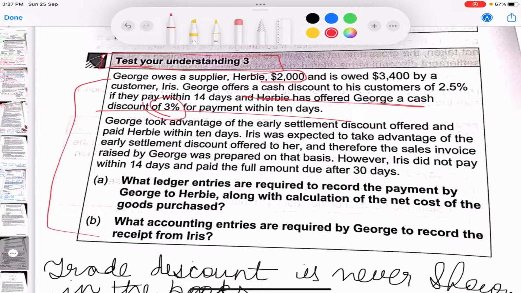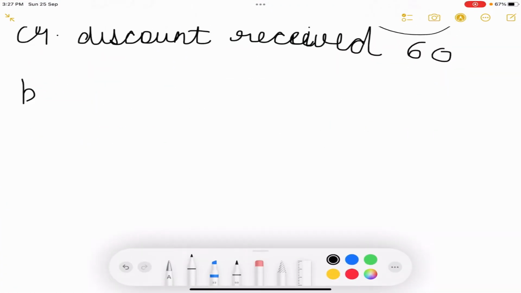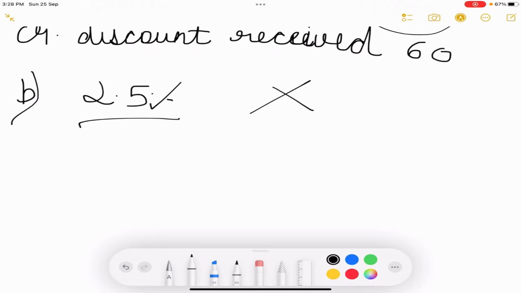Now let's read about Iris. Iris did not pay within 14 days and paid full amount after 30 days. So we actually had assumed that Iris will be taking the benefit of the discount, but Iris did not take the benefit of the discount. So now what will we do? Let's see that. Now what will we do? Iris was expected to settle the amount, but she didn't do it, right? So she was initially getting a 2.5% discount, which she failed to pay. So now what will we do?